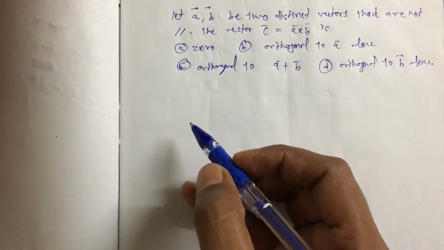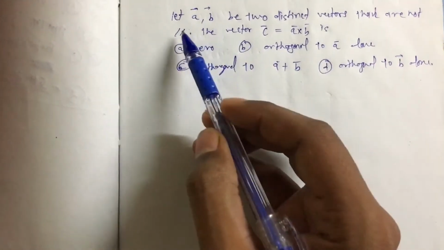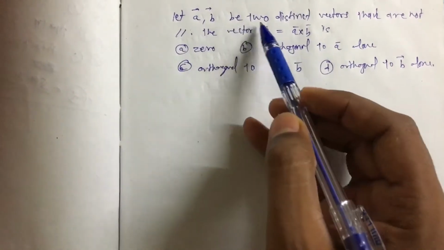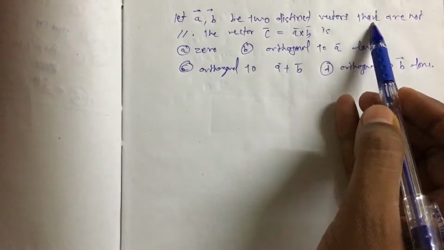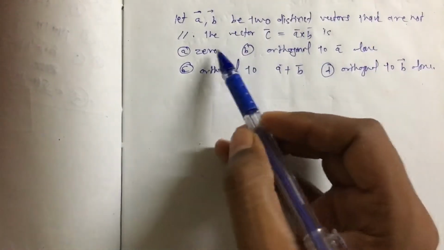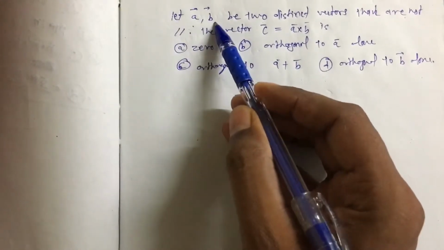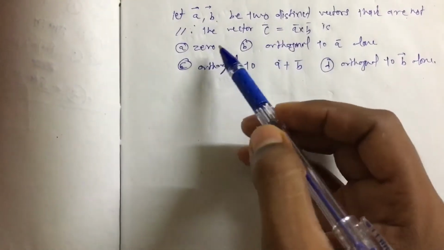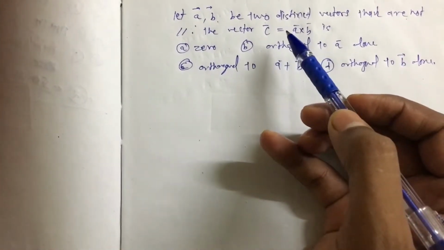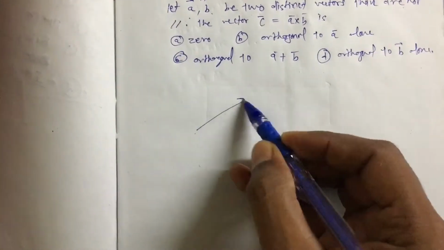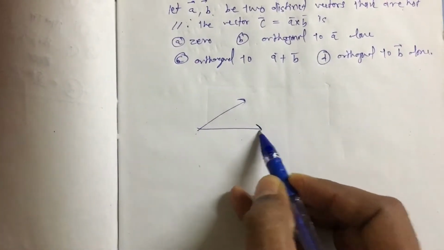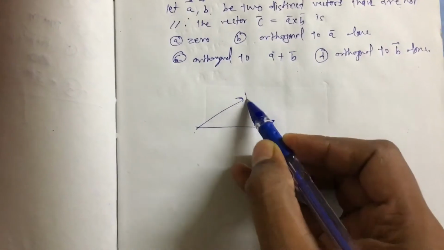Hello, this question is: let A and B be two distinct vectors that are not parallel. That means two vectors are given, A and B, they are different and they are not parallel either. Parallel in the sense that one vector is like this, and another is like this. So this you can say as A, this you can say as B.